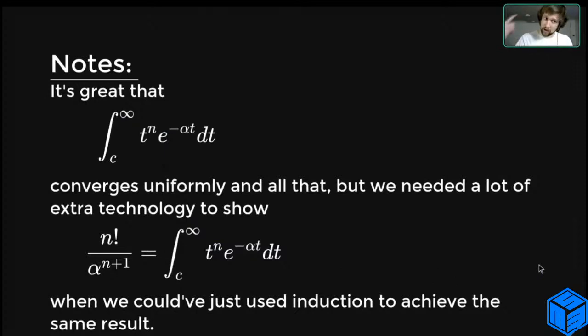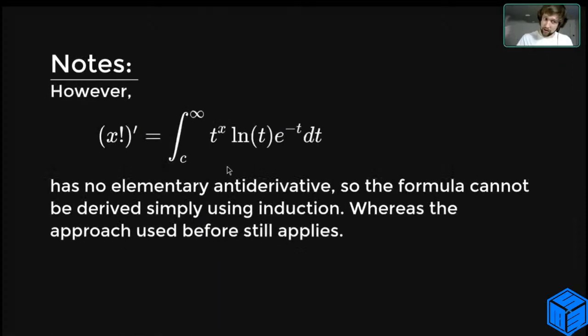The problem occurs when we want to, say, compute the derivative of x factorial and see whether or not this thing converges. It has no elementary antiderivative, so the formula cannot be derived simply using induction. Or at least not the way that I was thinking of. I have no other ideas, but I am open to other plans. The proof that I gave you earlier, though, still works for this integral, to see that we can differentiate under the integral sign, link the left side to the right side, and be happy at the end of the day.